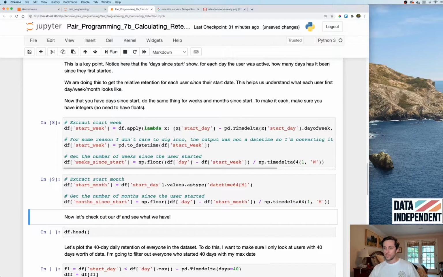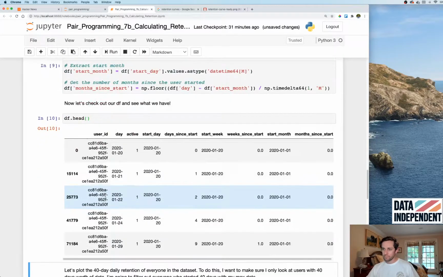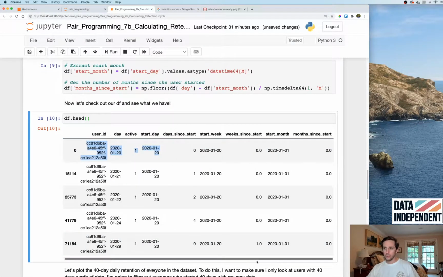I'll do their start month as well. And let's see what we actually have here. This is the same data frame that we had. We had the day that they were active, that they were active here, then their start day. But the important part that we're going to use a whole lot later is this days since start. And we're also going to use this month start right here so we know when they started.